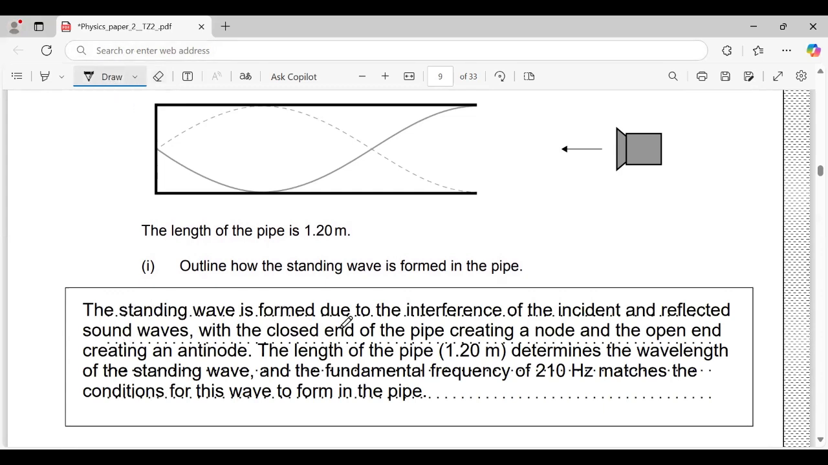The standing wave is formed due to the interference of the incident and reflected sound waves, with the closed end of the pipe creating a node and the open end creating an antinode. The length of the pipe determines the wavelength of the standing wave and the fundamental frequency, 210 Hz. It matches the conditions for this wave to form in the pipe.